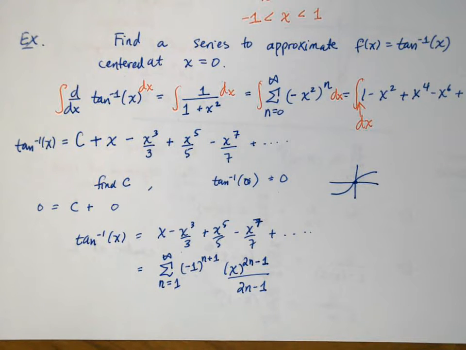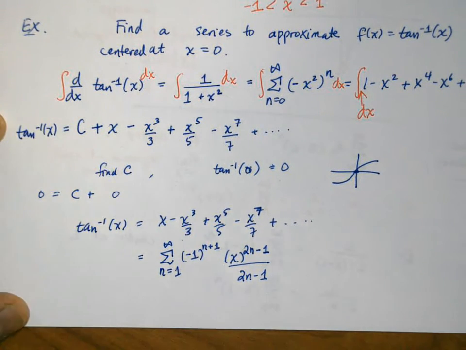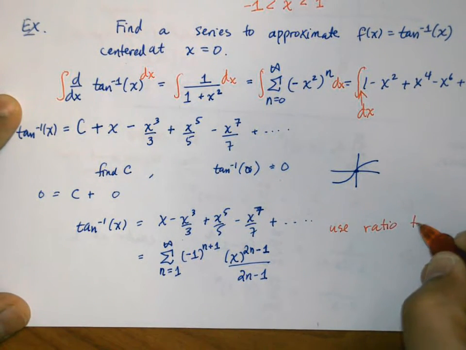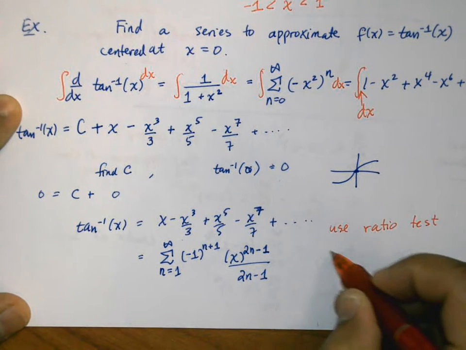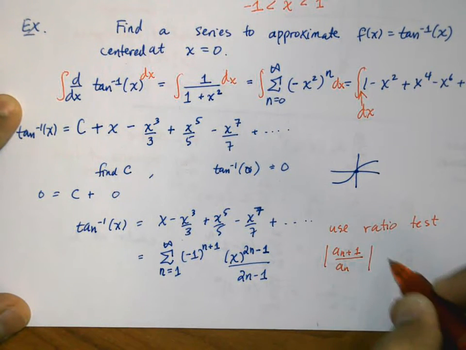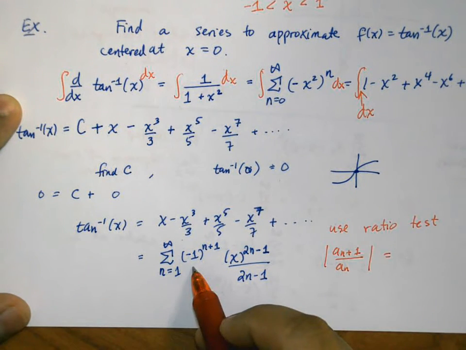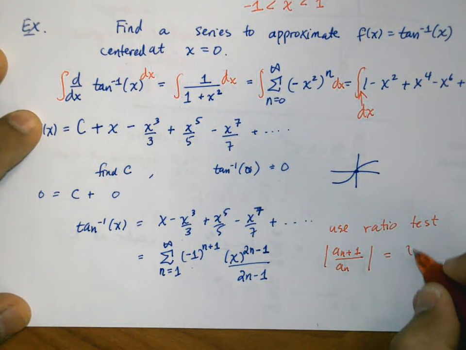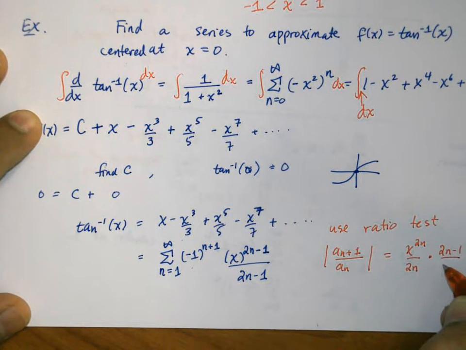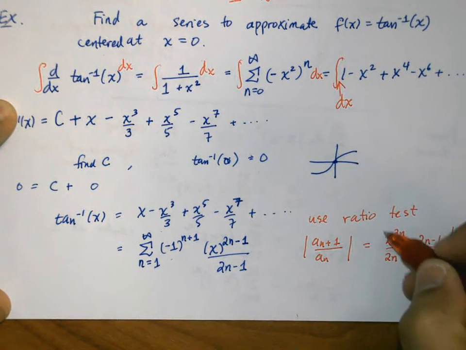And now the question is, where does this series converge? So we can use the ratio test. We take the n plus 1 term over the nth term, which is equal to, we can get rid of this negative 1, so this is x to the 2n over 2n times 2n minus 1 over x to the 2n minus 1, in absolute value.